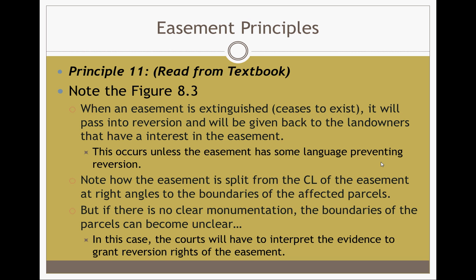Now, when an easement is extinguished or ceases to exist, it will pass into reversion, if it's stated in the easement, and will be given back to the landowners that have an interest. Now, this occurs unless the easement has some language preventing the reversion, or some language that states reversion can only happen under certain circumstances. Note how the easement is split from the center line of the easement at right angles to the boundaries of the affected parcels. Now, if there's no clear monumentation, the boundaries of the parcels can become unclear, because remember, monumentation is everything in the field, and in this case, courts may have to interpret what evidence to use to grant reversionary rights in the easement. That can be very difficult.